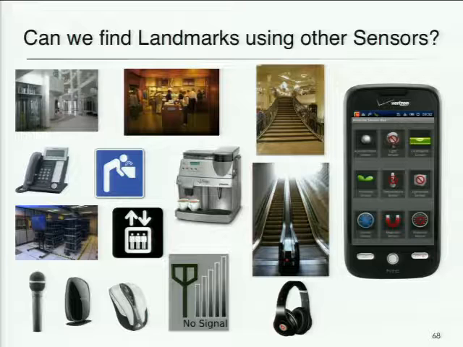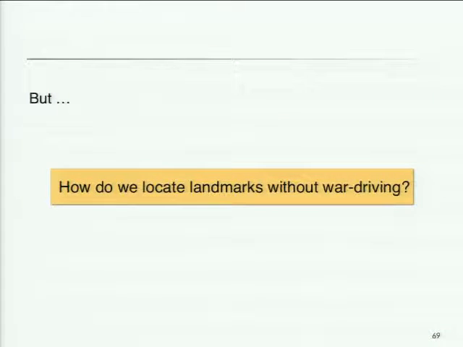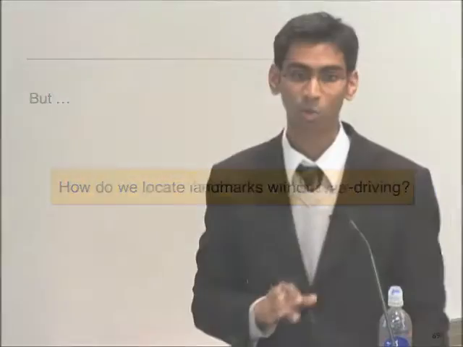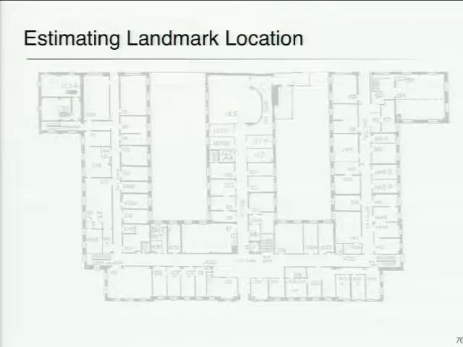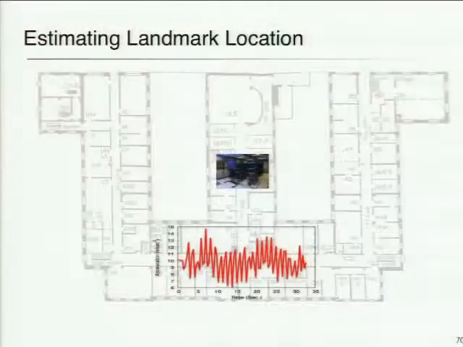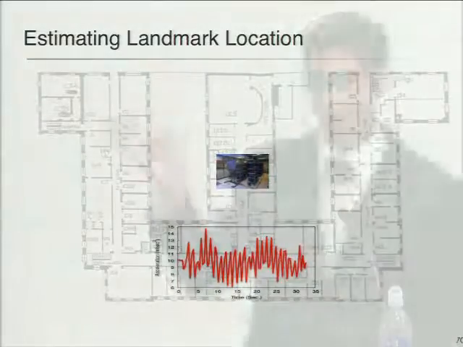But the hard question is, how do we locate these landmarks or these locations with unique signatures without doing any war driving? And we try to do that by using dead reckoning from outdoor localization. Let me go through this example and discuss how. Let's say in this building map, there is a computer lab, and it causes some unique magnetic fingerprint at that location, at the door of the building.